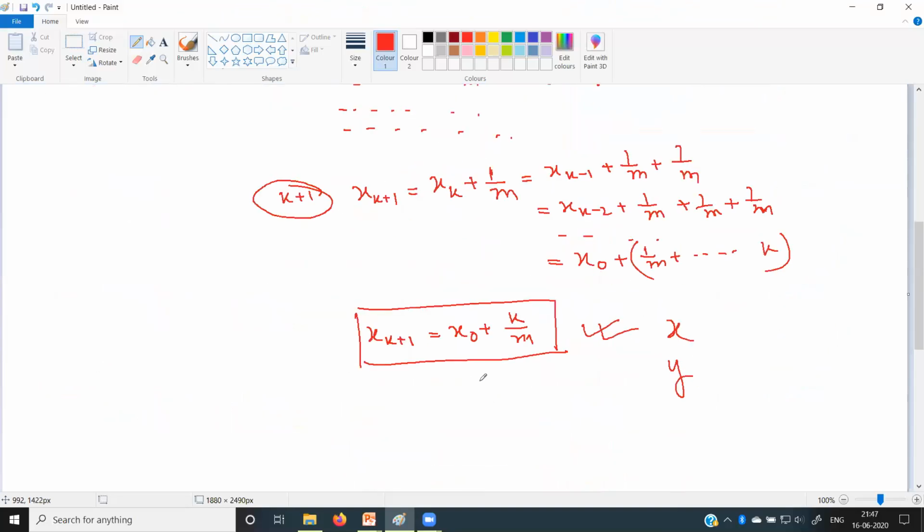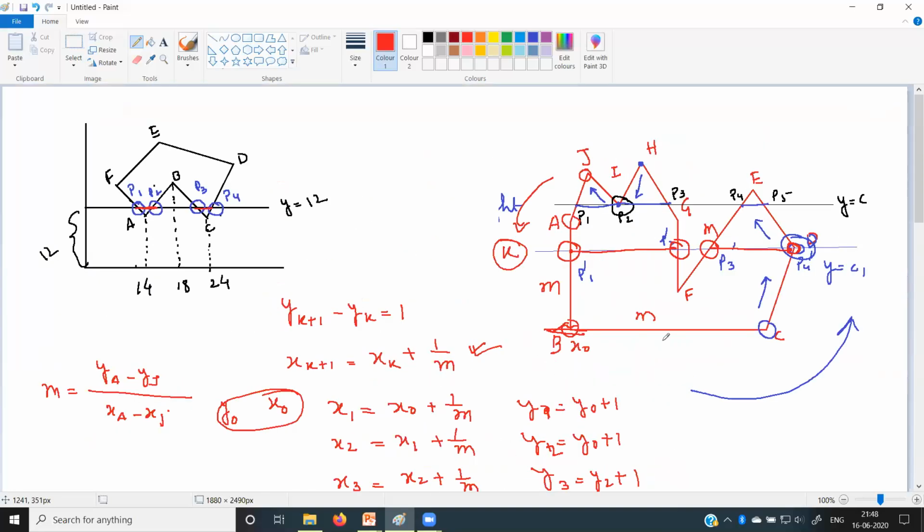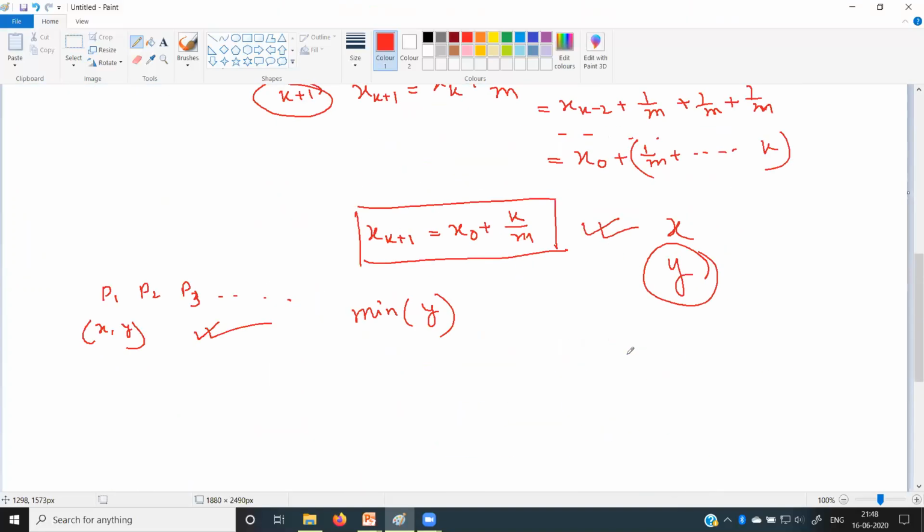Now, what will be your initial y value? That means, what is the equation for the line segment? While you draw the polygon, it has a set of points P1, P2, P3 like this, and each point has some xy value. So among all the y values, you have to consider the minimum y. Find out the minimum y over all the vertices of the polygon. A polygon has a set of vertices, and each vertex has an xy value. Among all y values, find the minimum y, and that minimum y will be our starting scan line. That means my y0 will be the min of y.